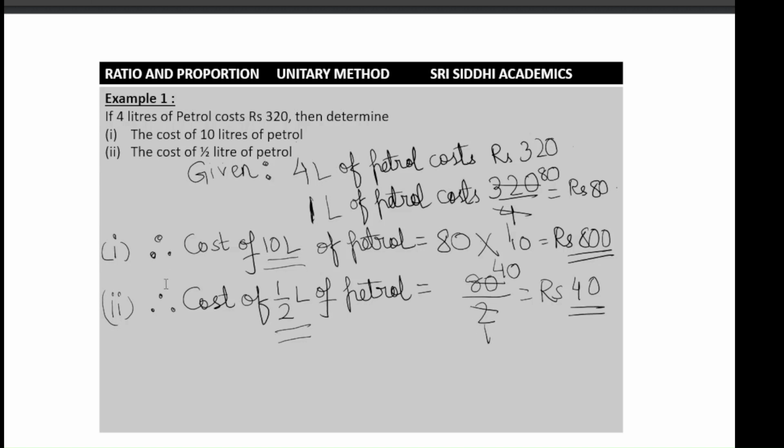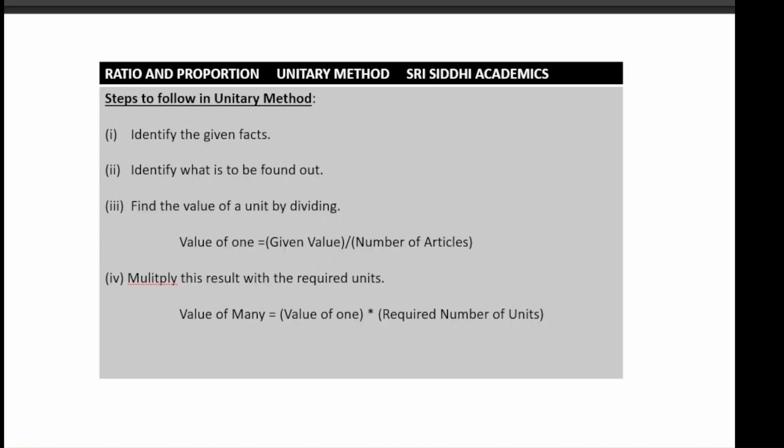Let's move on and understand what steps we need to follow to find the values in the case of the unitary method. So what are the steps to be followed? Step 1 is to identify the given facts. Facts will be given, something like 1 liter of petrol or 3 liters of petrol costs this much. So identify the facts which are given in the question. The second step says identify what is to be found out. Suppose we need to find out the cost of 10 liters of petrol.